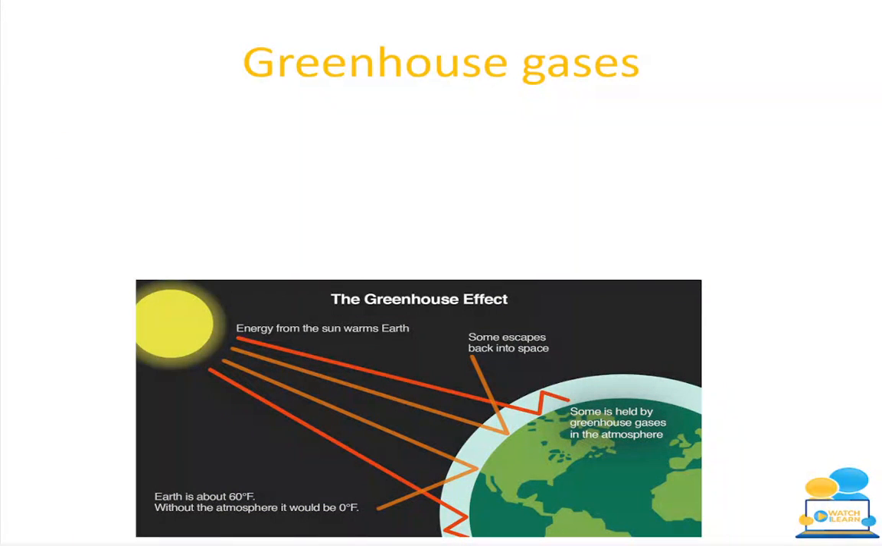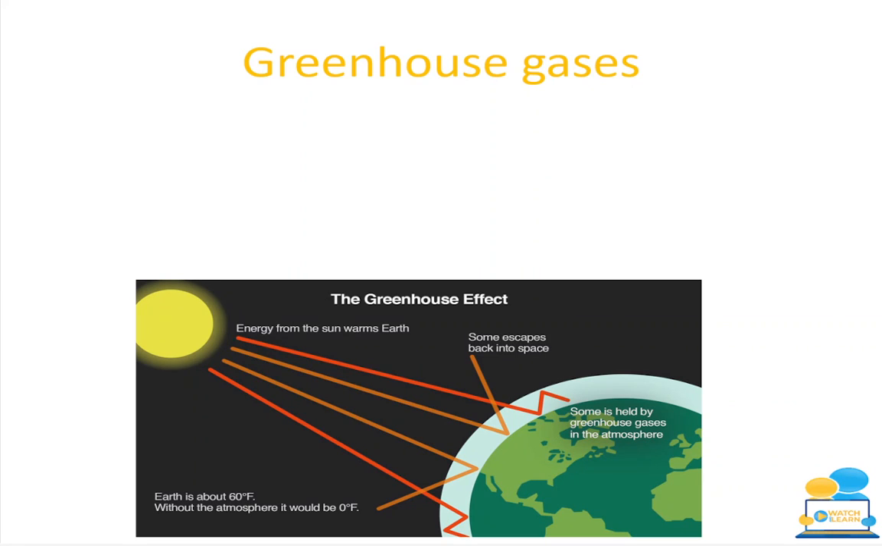So greenhouse gases, this is something you really need to know about for science and for home economics. So if we have a look at this picture here, we can see the greenhouse effect. So we have the sun and we have radiation or heat being emitted from the sun. And what happens is this goes and hits the earth. So when it hits Earth, it reaches about 60 degrees Fahrenheit, and without the atmosphere, it'll be about 0 degrees Fahrenheit. So some is held by greenhouse gases in the atmosphere.